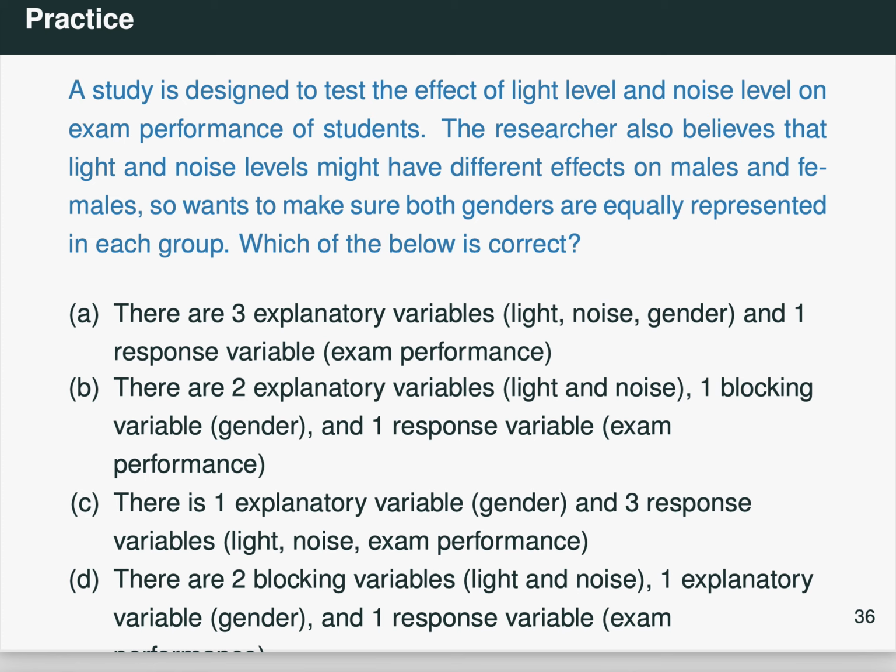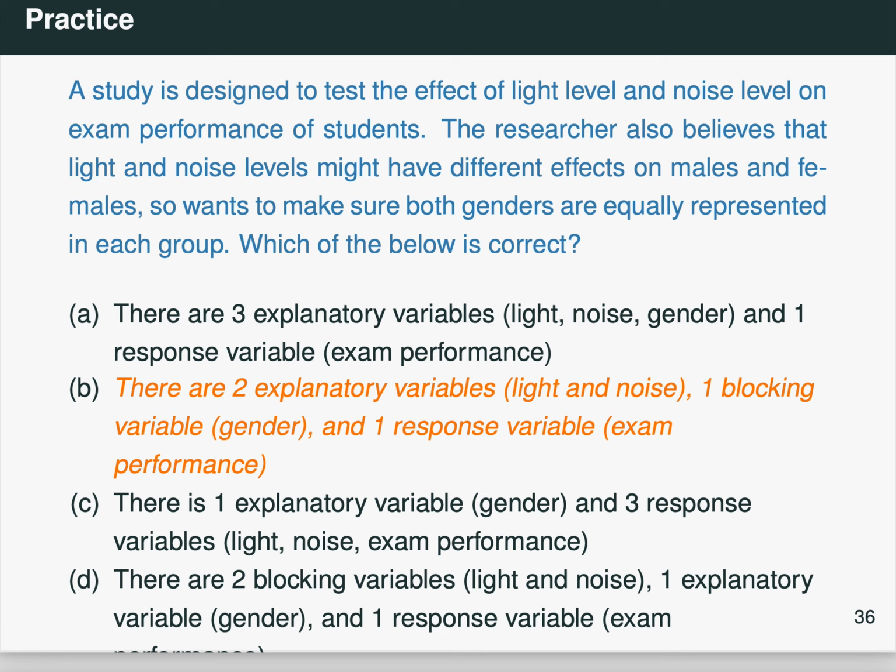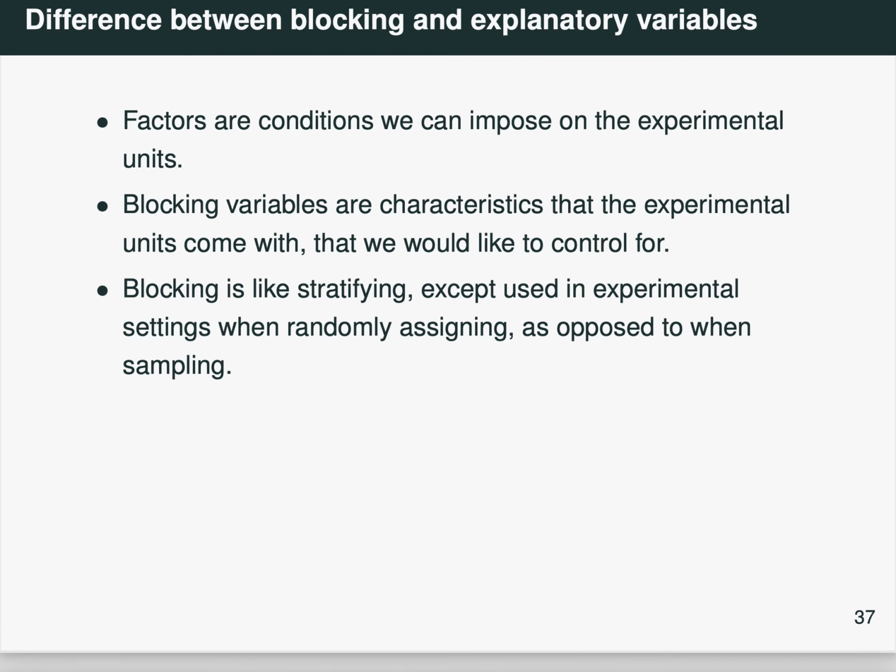Let's say that this study is designed to test the light level and noise level on exam performance in students. Take a minute and pause this video and then choose your response and then press play again to hear the answer. So the answer would be there are 2 explanatory variables, which are light and noise. There's 1 block variable, which is gender, because they may experience it differently based on gender. And then I have a response variable of exam performance after that's been done.